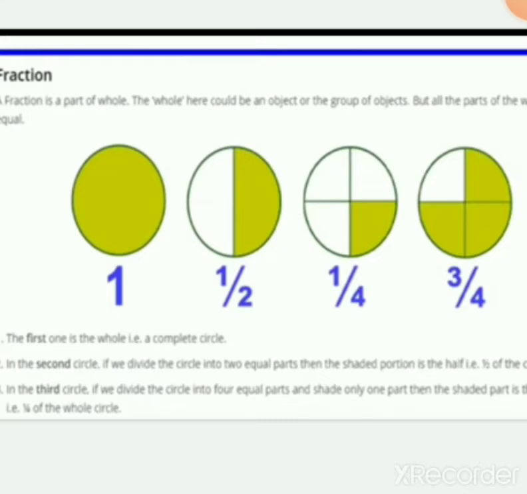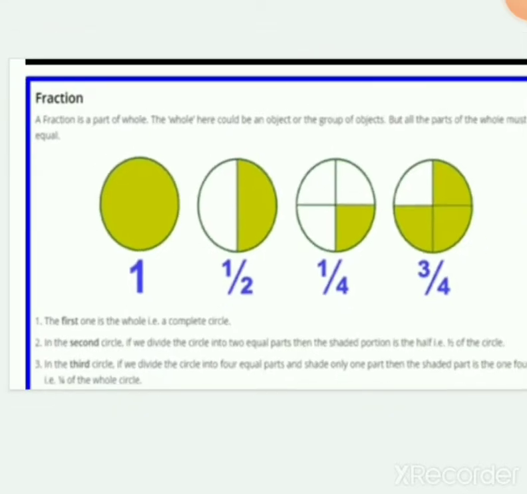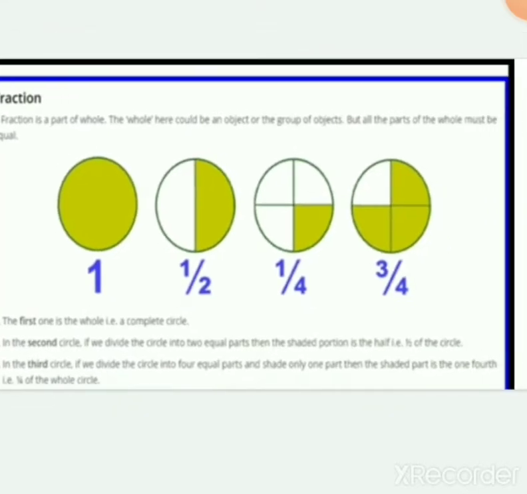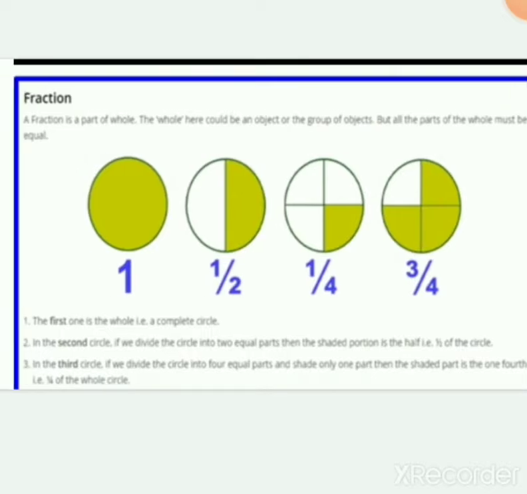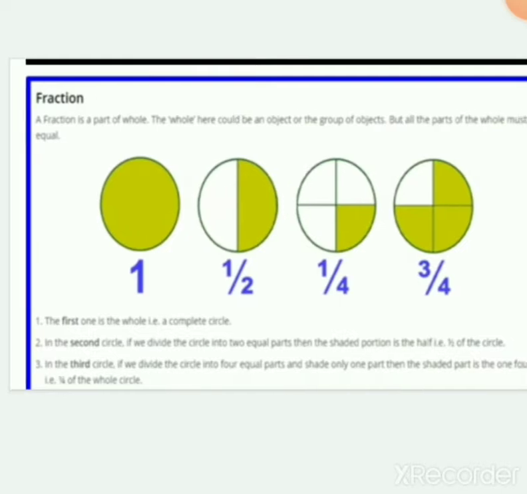The whole here could be an object or a group of objects, but all the parts of the whole must be equal. Okay, it should be equal. This is the quality of a fraction, that fraction divides into equal parts. The first one is the whole, that is a complete circle. This is the complete circle.